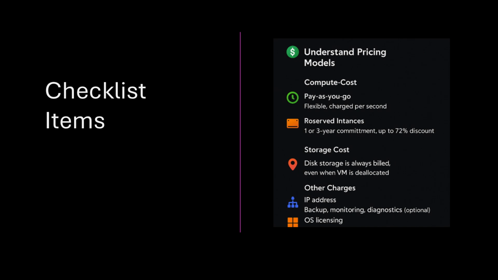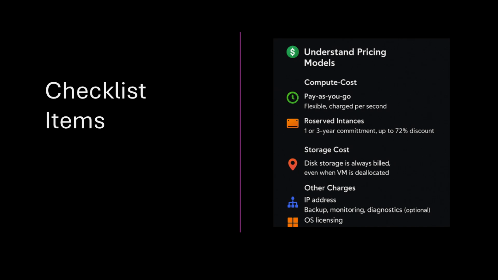If your workload runs continuously or long-term, consider reserved instances. By committing to a 1 or 3 year term, you can save up to 72% compared to pay-as-you-go pricing. It's ideal when you need price predictability and you're confident about your VM usage over time. Storage charges are separate from compute. Even if you stop and deallocate your VM, you're still billed for the disk storage used by your OS and data disks. Plan accordingly so you don't get surprised by ongoing storage fees for idle resources.